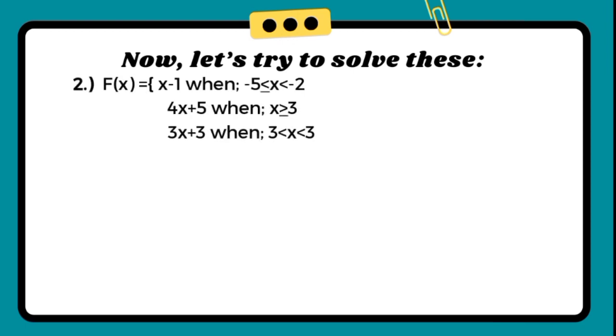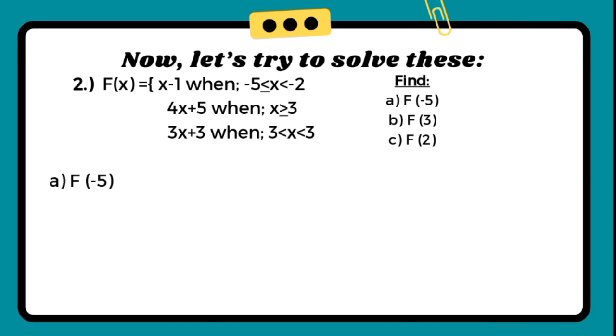Sabi dito, f of x is equal to x minus 1 when negative 5 is less than or equal to x, and x is less than negative 2. Next is 4x plus 5 when x is greater than or equal to 3. And 3x plus 3 when negative 3 is less than x, and x is less than 3. Let's find out. Letter A, f of negative 5. Letter B, f of 3. Letter C, f of 2.